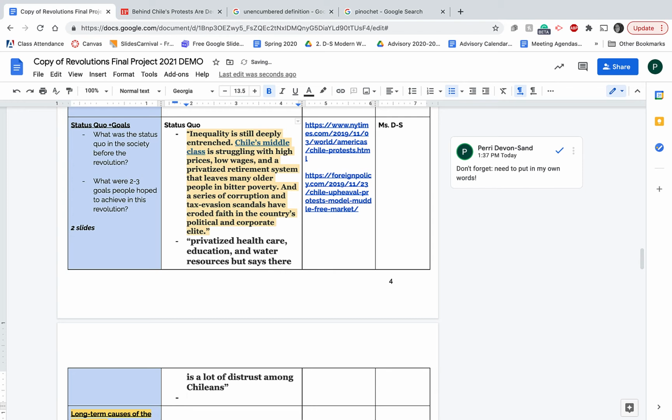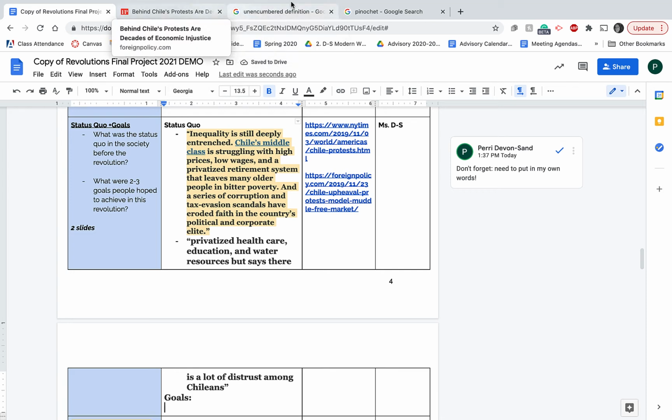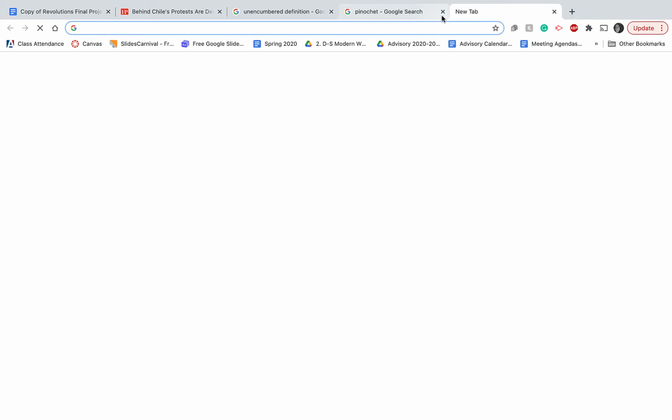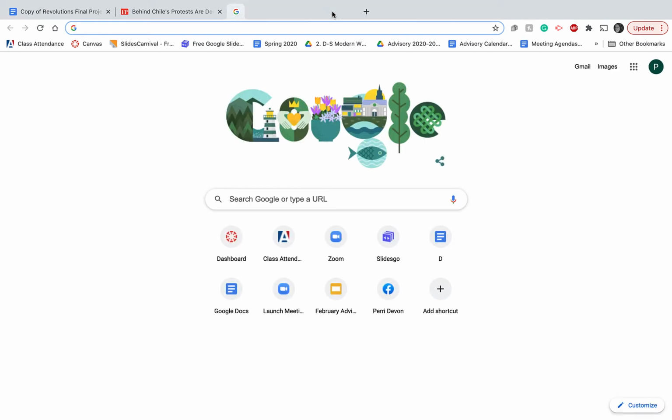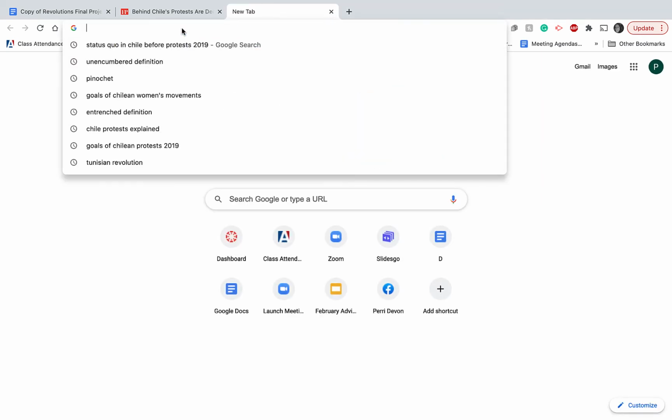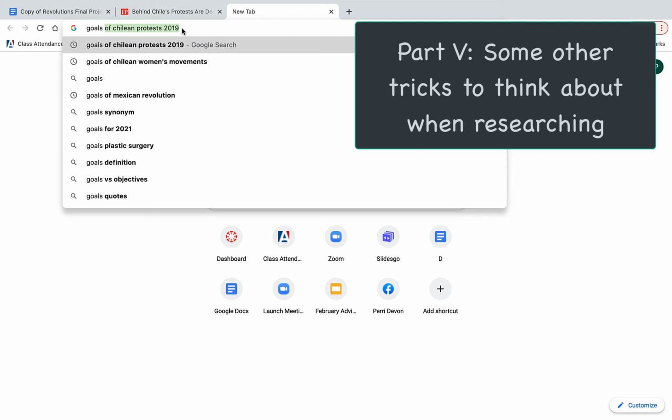I may decide that I want to put it in my own words now, or I can come back to it. Let's pretend, for timing's sake, I have put it in my own words, and now I'm ready to look up goals. So I'm going to put little goals here. And I'm going to do another Google search. So let's open another tab. I'm going to close these tabs just so my computer moves a little faster. And let's do goals of Chilean protest 2019.